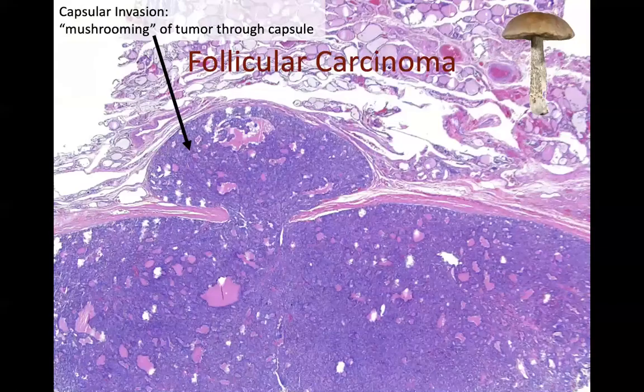What about follicular carcinoma? As you know, you cannot make a diagnosis of follicular carcinoma on FNA. You have to have histologic evidence of mushrooming, capsular invasion, or vascular angioinvasion, right? So here's a classic example of what that capsular invasion looks like. You rarely see this perfect mushroom, but here's one example that we had.